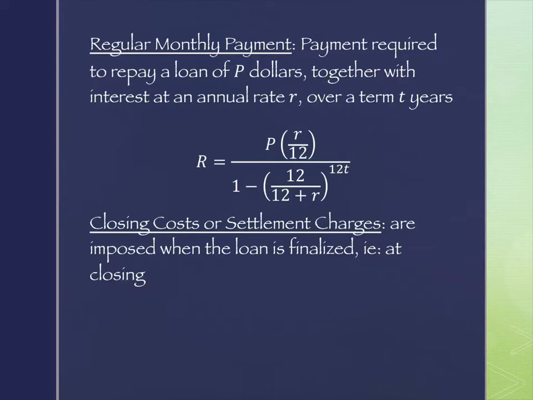And then the last thing to be aware of at the moment in terms of definitions is closing cost. Closing costs is what they're usually called. They can also be called settlement charges. These are imposed when the loan is finalized, i.e. at closing. So you've probably heard somebody say, whether it's your parents or somebody you know who has purchased a home or whatever, that they want the seller to pay the closing costs. Have you heard that phrase before? Yeah, there's costs associated with closing on a house.